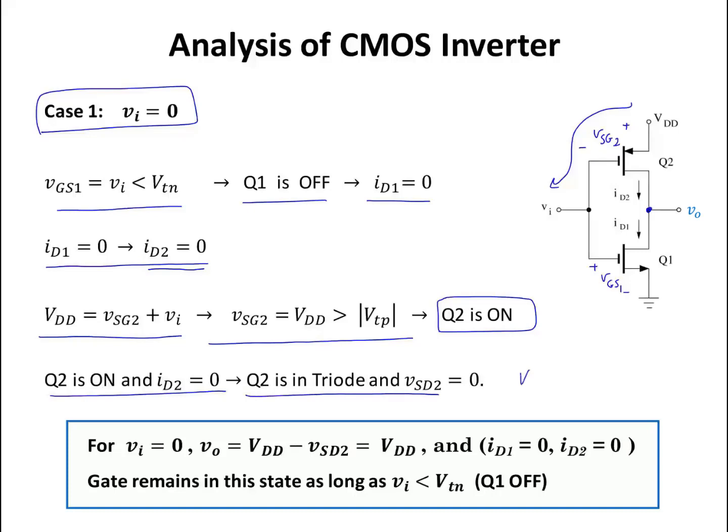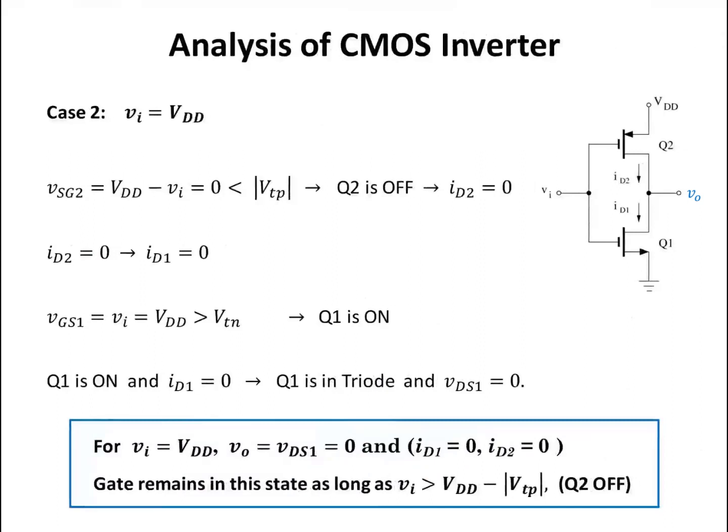I also know that Vout is equal to VDD minus the voltage of source to drain for transistor 2. VSD is equal to 0. As a result, Vout is equal to VDD. So in summary, for Vi equal to 0, the output is at VDD, while ID1 and ID2 both are equal to 0. So you have 0 power dissipation when the output is in this state. It will also remain in this state as long as the input voltage is less than V threshold for the NMOS transistor, as long as Q1 is in the off state.